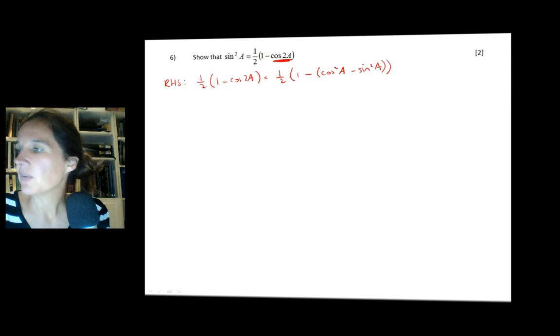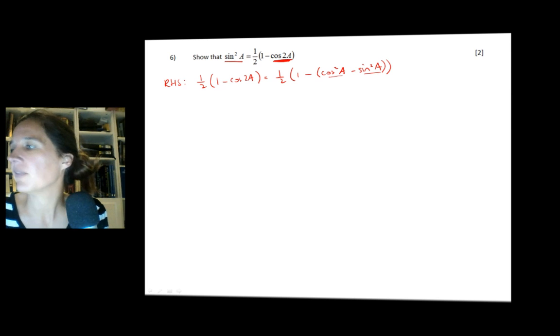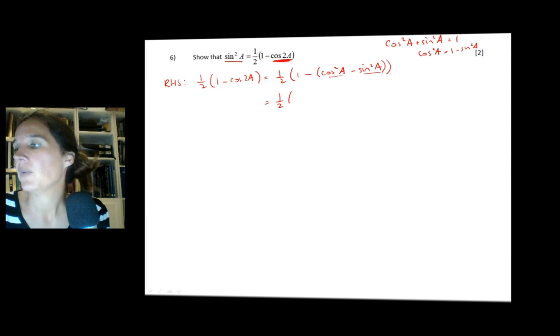So this one's nice to do. We're trying to get to sine squared a. We've got this sine squared a here, and we've got this cosine squared a. If we remember, cosine squared a plus sine squared a is equal to 1, so cosine squared a is equal to 1 minus sine squared a. If we substitute 1 minus sine squared a into this cosine squared a, we have a half multiplied by 1 minus, here we've got 1 minus sine squared a minus sine squared a.